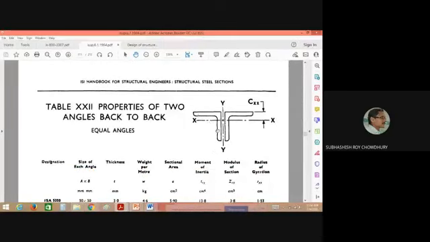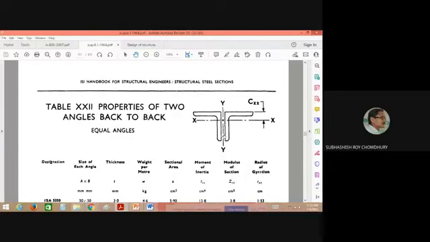So when you consider two angles back to back, it may happen that instead of considering one angle section, if the load is too high, we have to use a double angle in the designing of the members of the truss. Obviously the gusset plate which will connect these two angle sections will be in between these two. So this is the position of the gusset plate. There will be a plate in between these two.